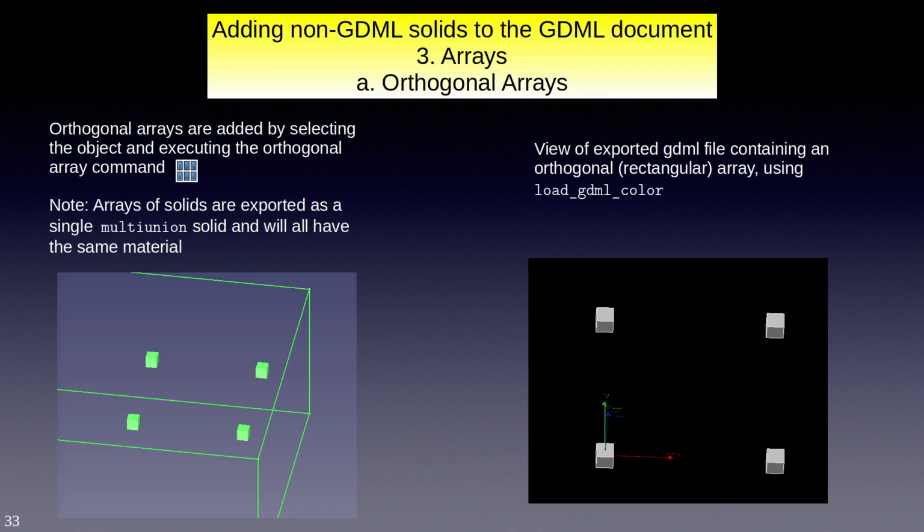To create an array in the workbench, select the object, then select the orthogonal array icon and enter the number and spacing of the object in each dimension. Arrays of an object are exported as GDML multi-unions and will all have the same material. An example is shown in FreeCAD on the left and as viewed in the GEANT4 app on the right.